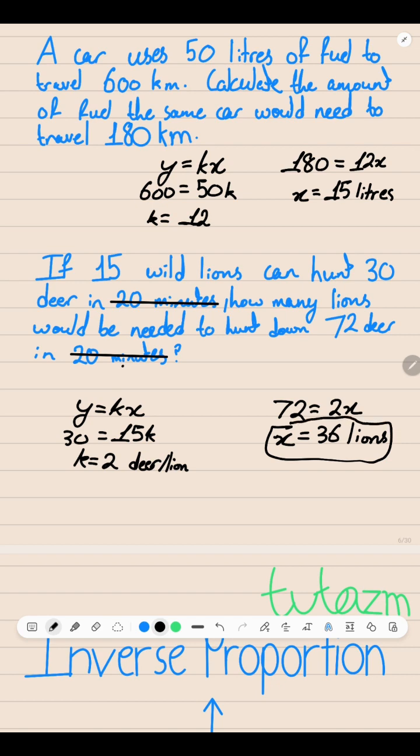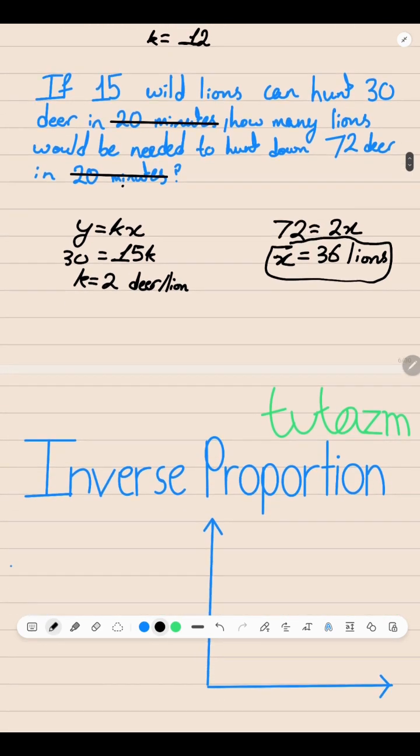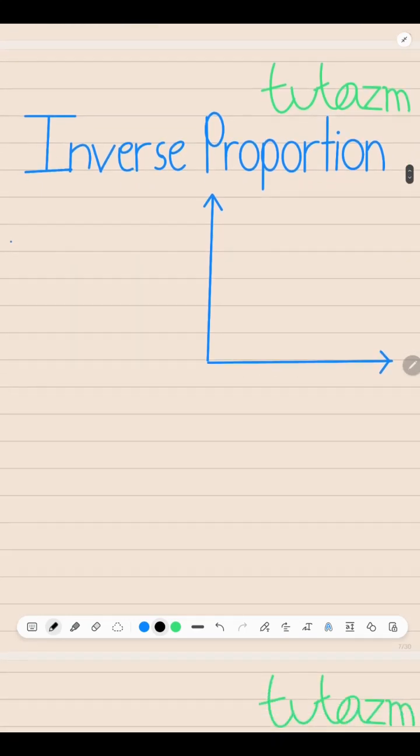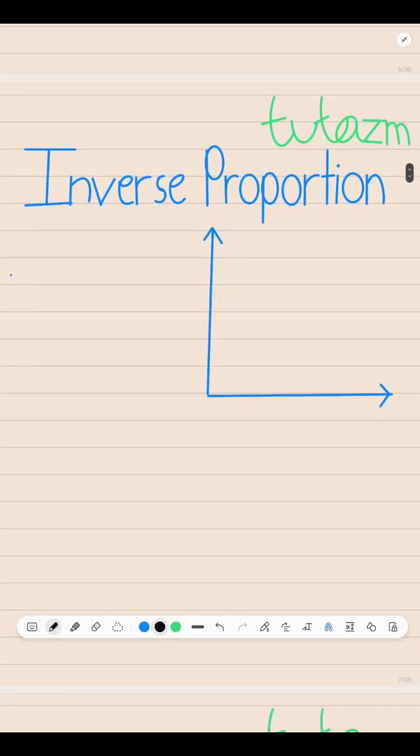Okay, let's look at inverse proportion now. Inverse proportion is the opposite of direct proportion. When two things are inversely proportional, as one increases, the other decreases at the same rate each time. So what that looks like is this.